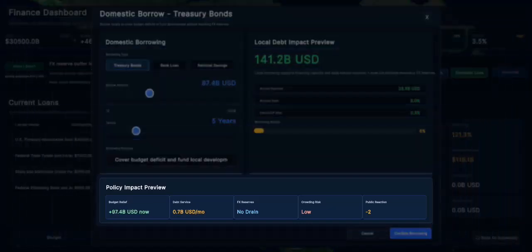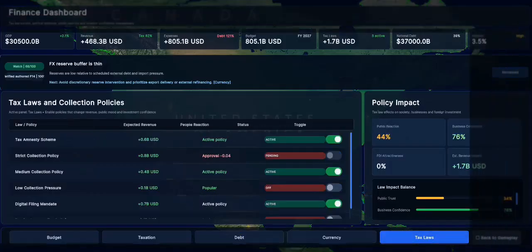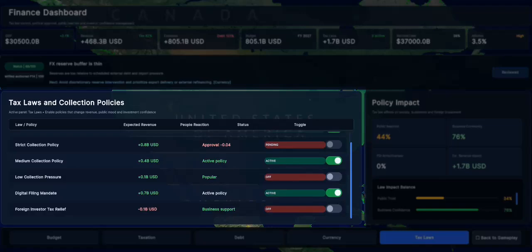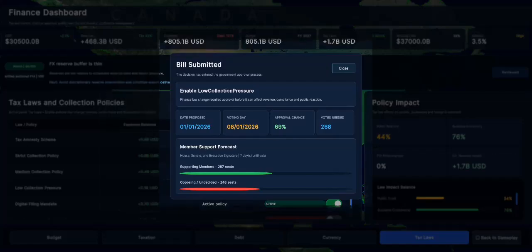Every loan has a cost. Interest, repayment schedules, lender conditions, debt pressure, and the risk of default can follow your government for years. Tax laws. Introduce tax laws, improve collection, and watch how citizens, businesses, investors, and political groups respond.